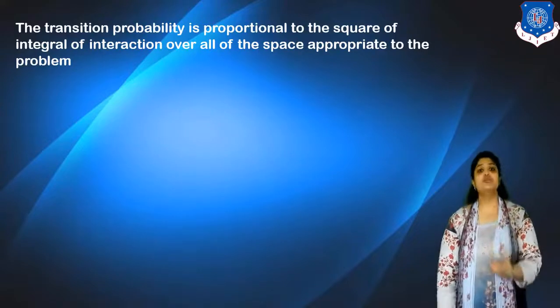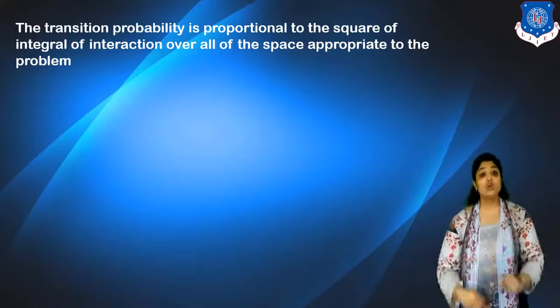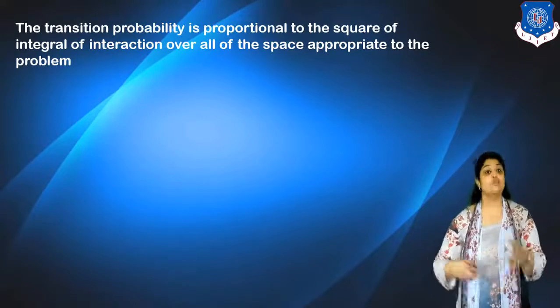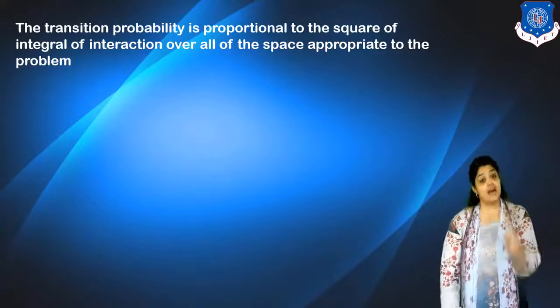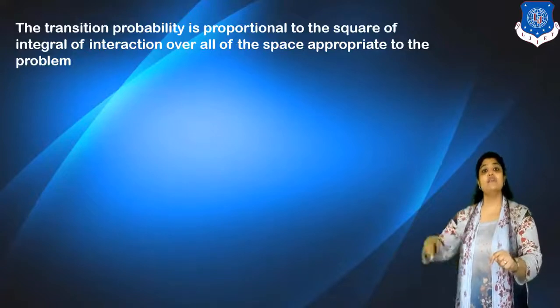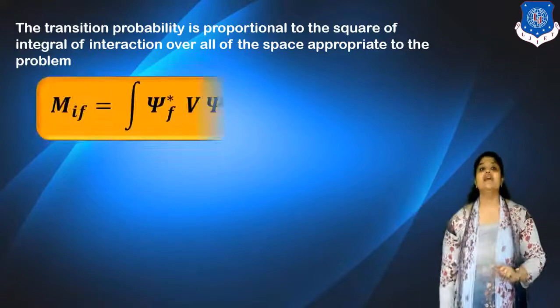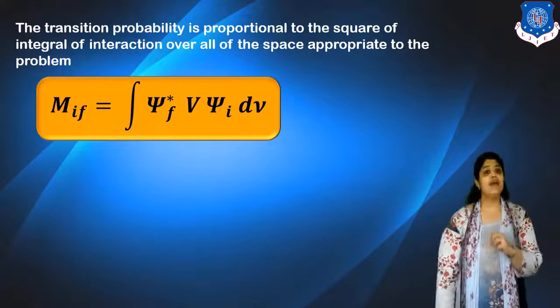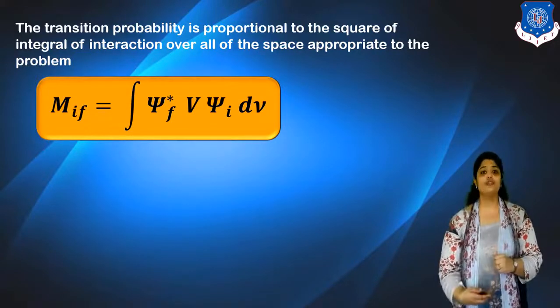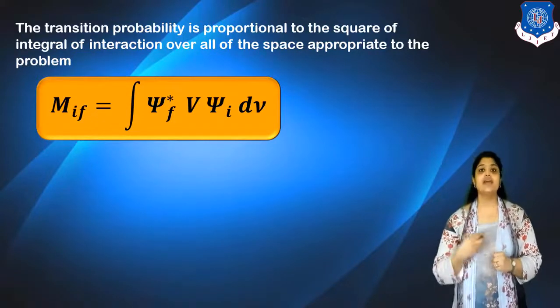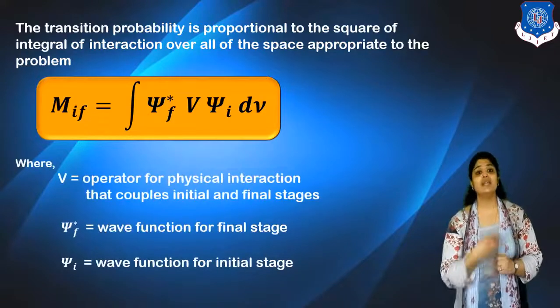So transition probability is proportional to the square of the integral of interaction. What is this integral of interaction? It is nothing but the matrix element. Our transition probability lambda IF depends upon the square of this integral of interaction. So I define the matrix element MIF as the integration of psi f star V psi I d nu.